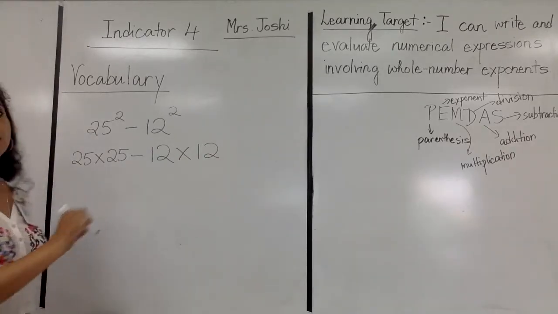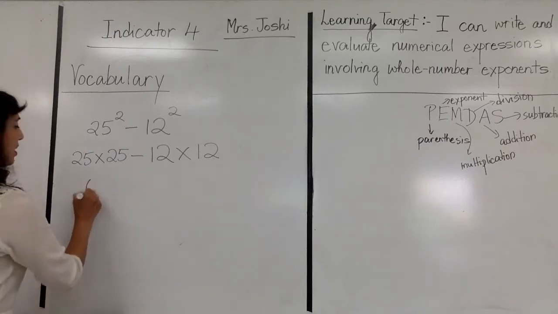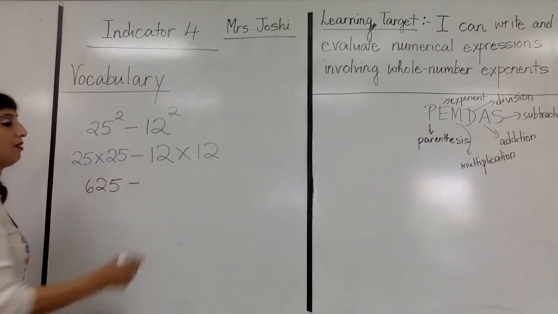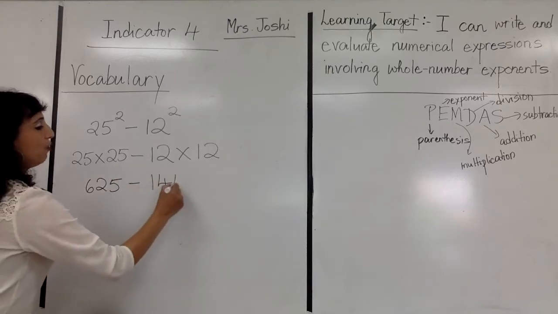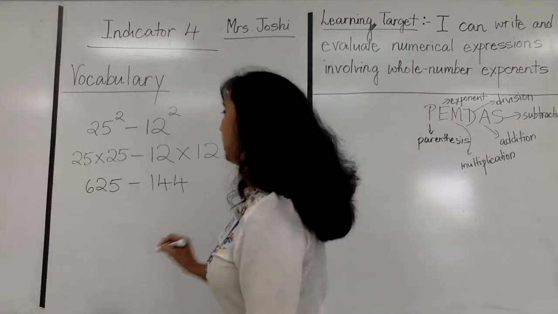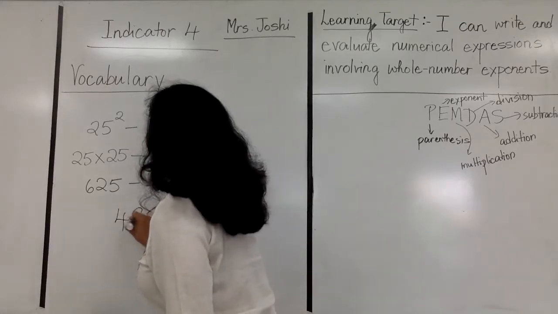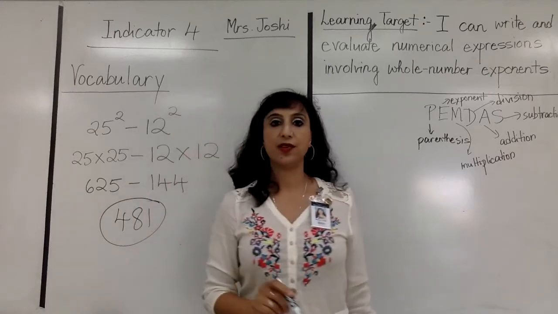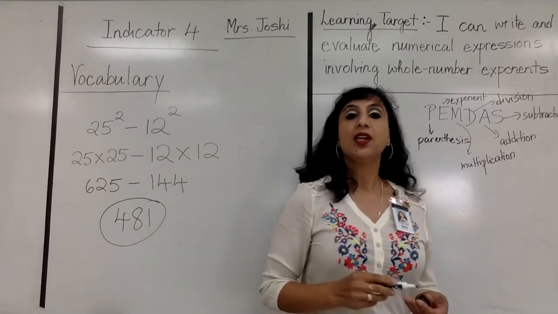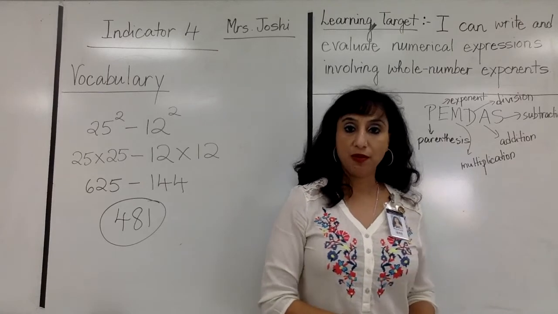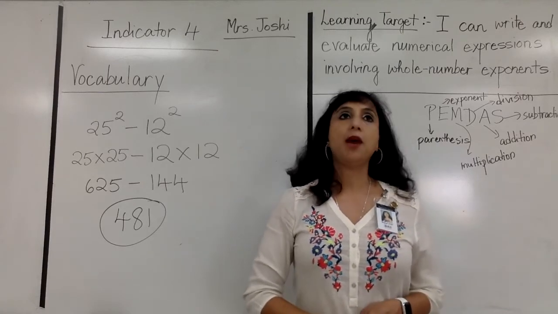Okay, so 25 times 25 is 625, minus 12 times 12 is 144. And now I just subtract, and I'm going to get 481 as my final answer. Okay, so this is how we solve problems revolving around exponents.